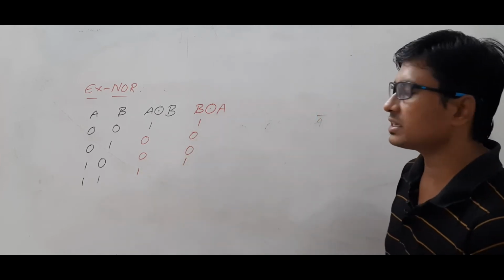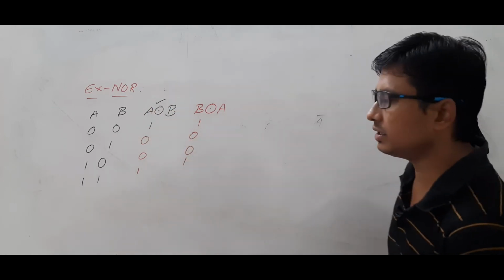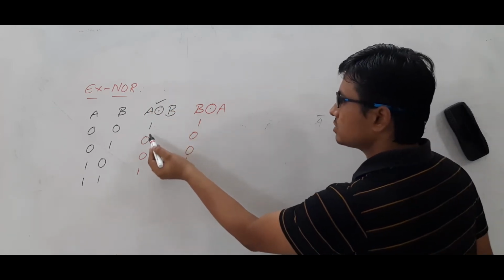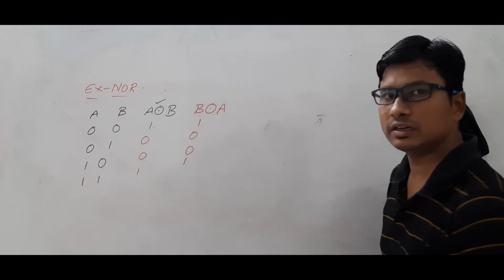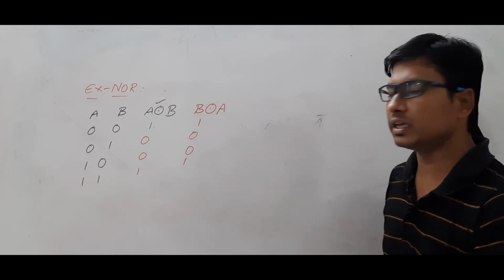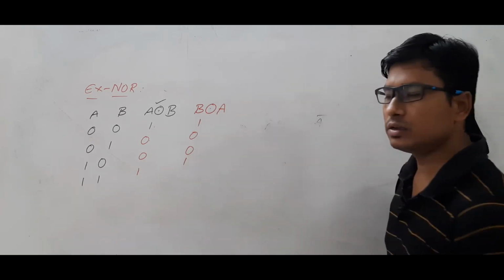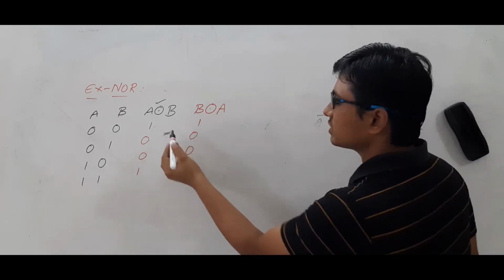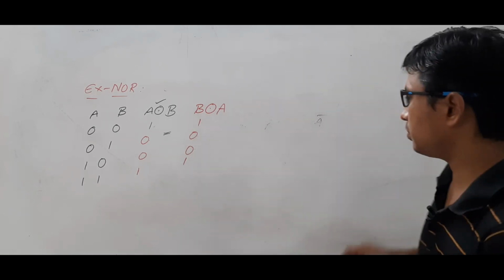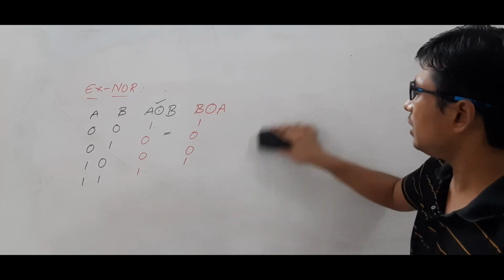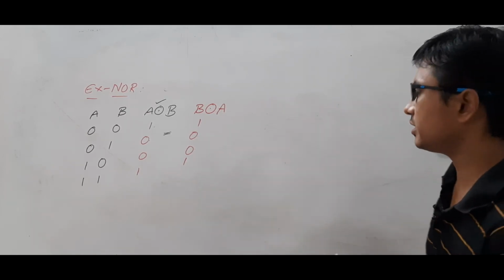Is it clear? So this function A exclusive NOR B is producing the output 1, 0, 0, 1. Similarly, this function B exclusive NOR A is also producing 1, 0, 0, 1. So these two functions are equal and they satisfy the commutative property. Okay. Now we will check whether it satisfies the associative property or not.